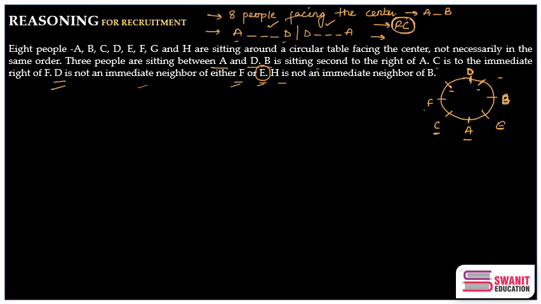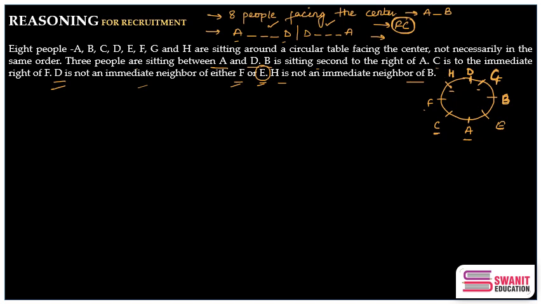And it's given that H is not an immediate neighbor of B. So H cannot come over here. So the only position left for H is this. And then we have G, who is the remaining person over here. Now since we have formed the arrangement, I would still recommend everyone to go through the arrangement once again for cross-check purposes.